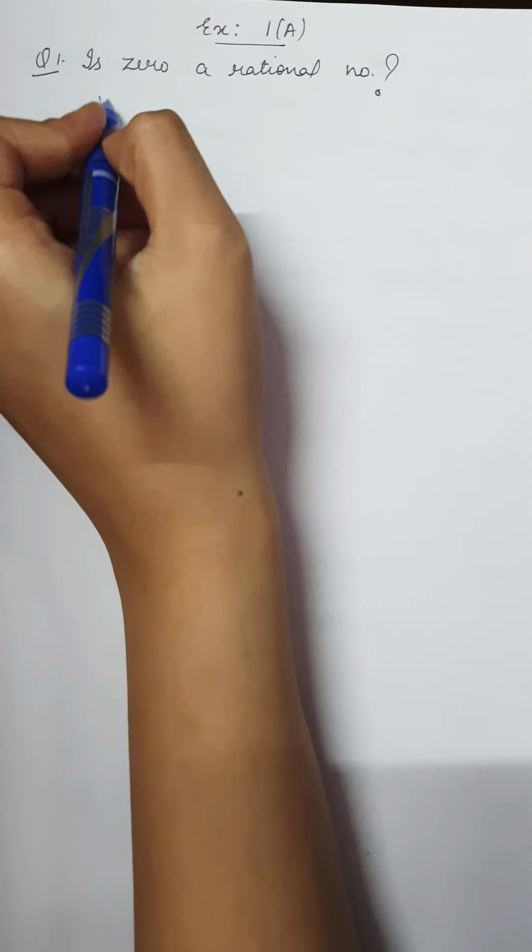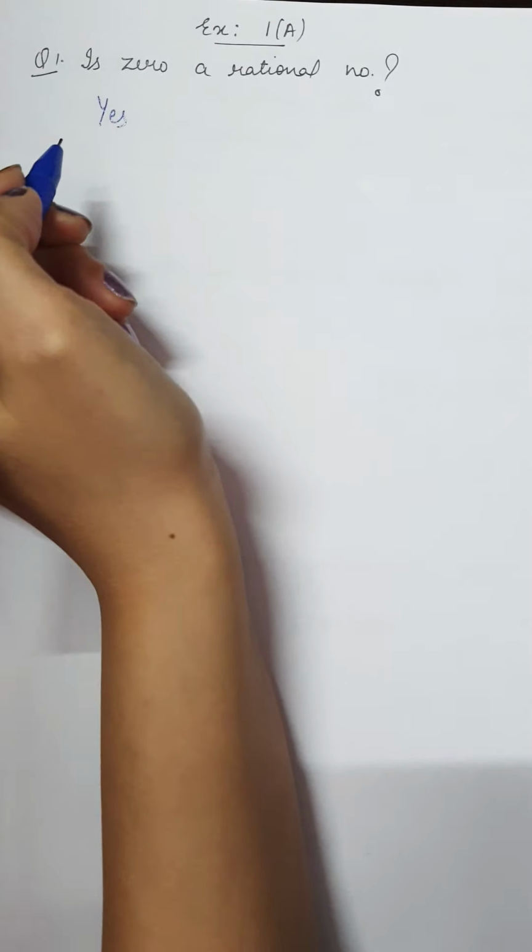Now Exercise 1A of the book, the very first question: is 0 a rational number? Think and decide whether 0 can be expressed in the form of a fraction where the denominator is non-zero, and the second condition is both the factors should be co-prime, that is the common factor should be 1. Is it possible? Yes, it is possible.